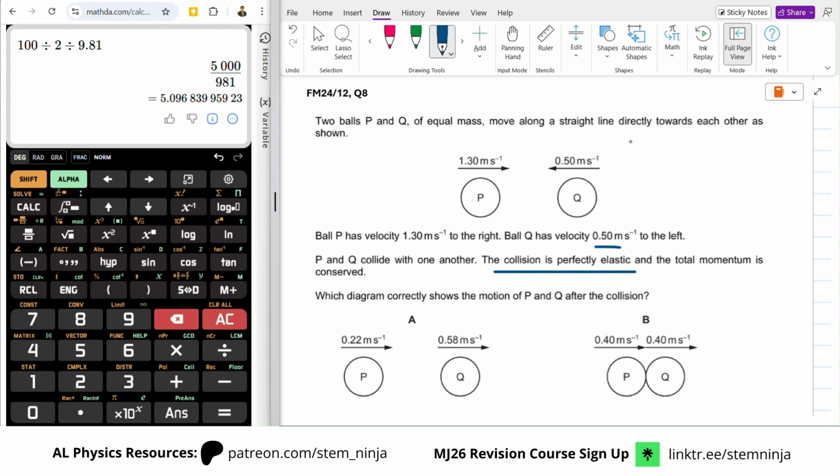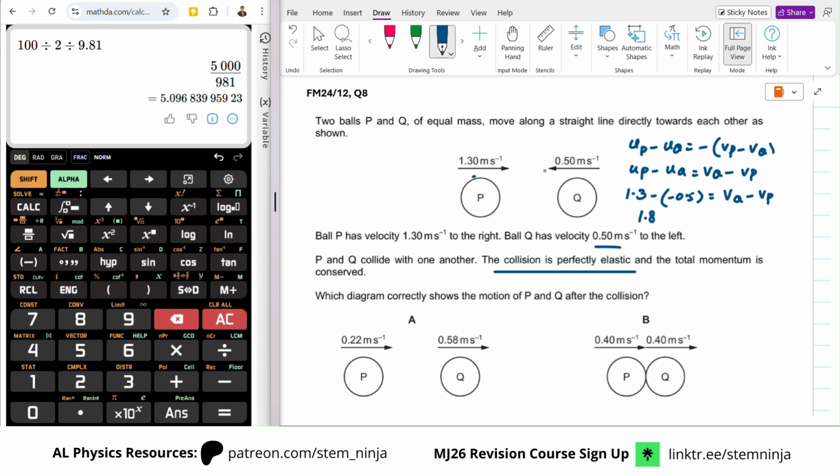And these are equal masses. So basically you have UP minus UQ, opposite directions, equals VQ minus VP. So UP is 1.3 minus (minus 0.5), equals VQ minus VP. What is the relative speed of separation? It would be the same as this one, so this is going to be 1.8. So we need to see where in this case it is happening.